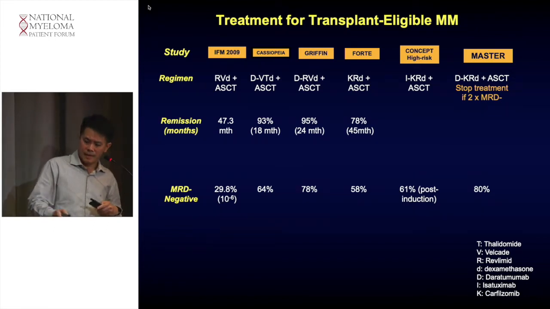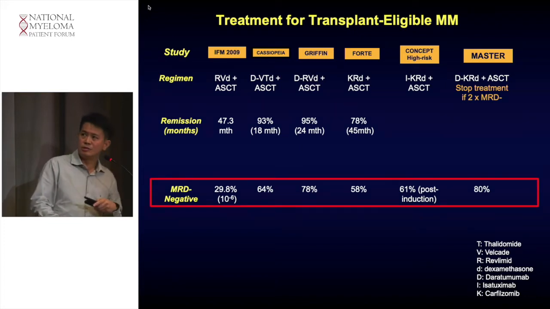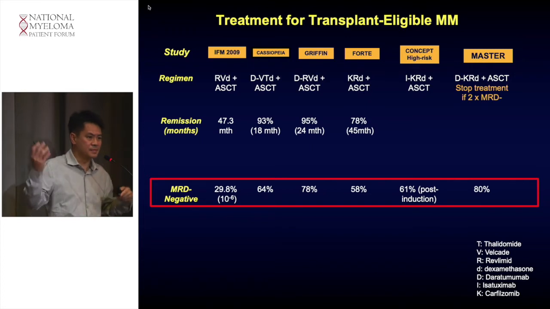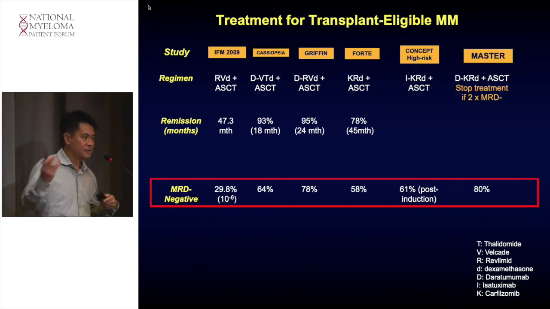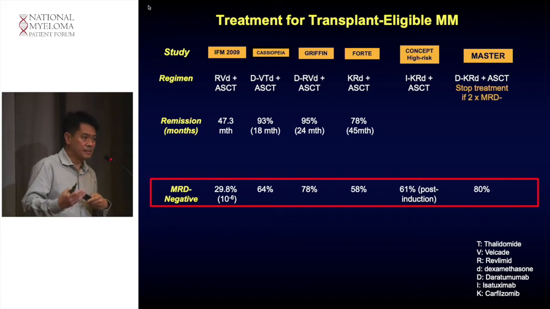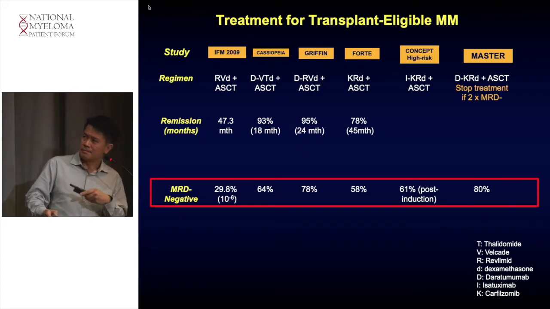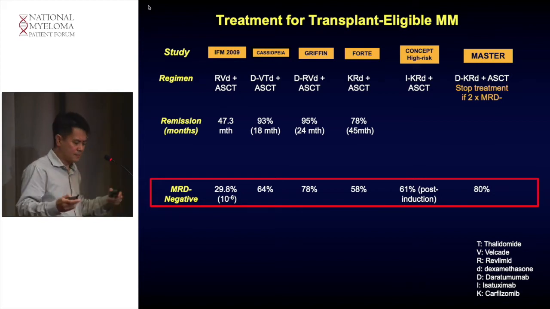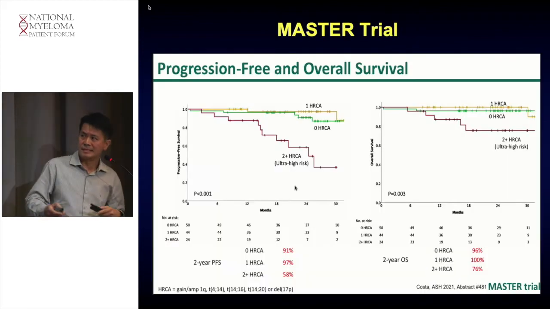Now, if you look at MRD negativity for these treatments, you'll see that I've not even listed CR, because you expect CR in the majority of these patients who go for transplant. But when you're looking at MRD negativity, this is with daratumumab upfront, 60-70% MRD negativity, and with the kitchen sink approach, 80% become MRD negative. So this kind of progress we've never seen previously.